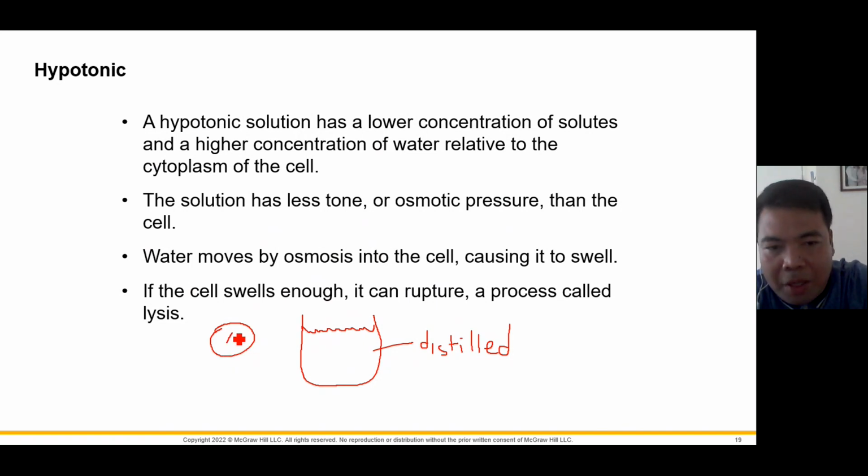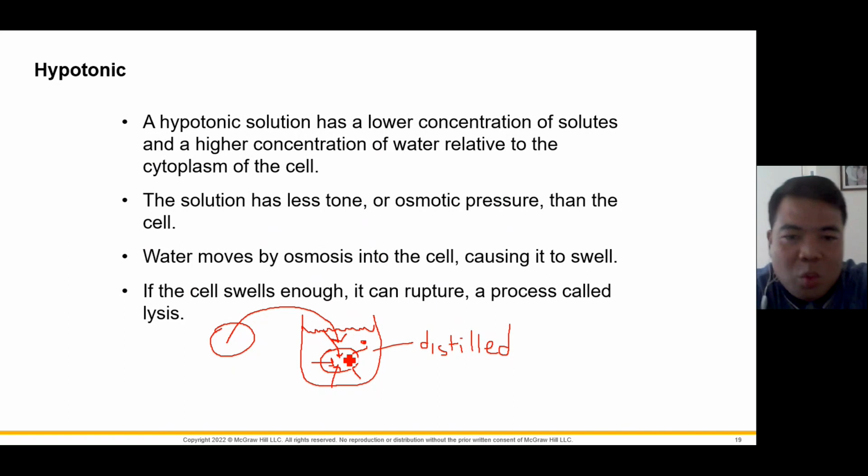So what will happen if you will submerge the cell into that distilled water? Based on what we have discussed in osmosis, paano magdi-diffuse ngayon ng water? Di ba? Water will move from area of more water to area of less water. So, ibig sabihin, water will move inside the cell, causing it to swell and eventually rupture, a process called lysis. Pumasok yung tubig eh. Di ba? O, lalaki yung cell, magsuswell yan. That is what will happen if it is placed in a hypotonic solution.